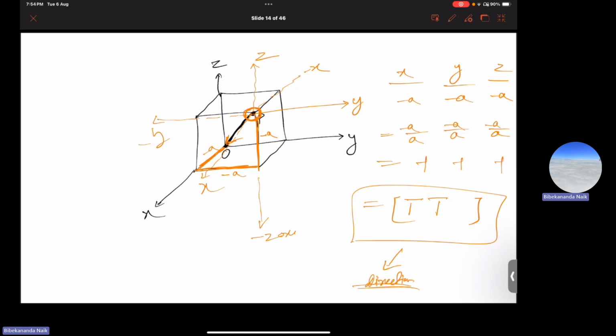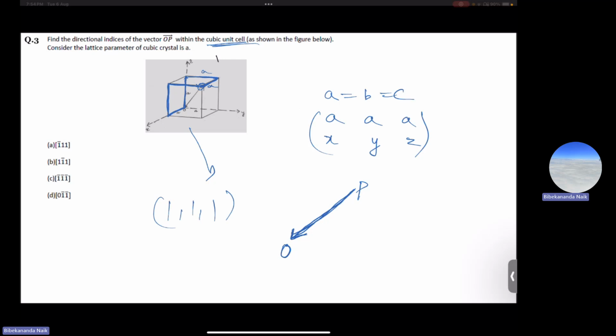1 bar, 1 bar, 1 bar. So which of the following will be the correct option? Option C will be the correct option. Because the direction of the arrow was towards the origin, in order to find the actual direction, we need to place the starting point of the vector at the origin.